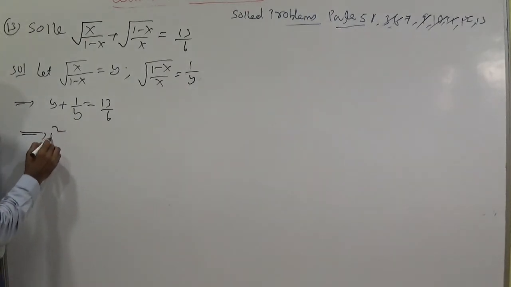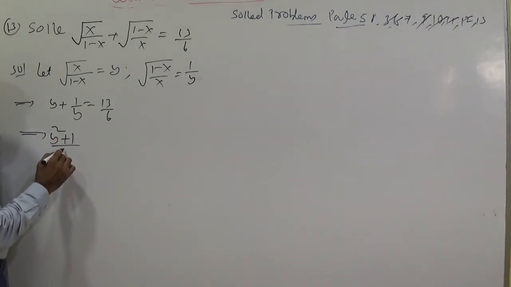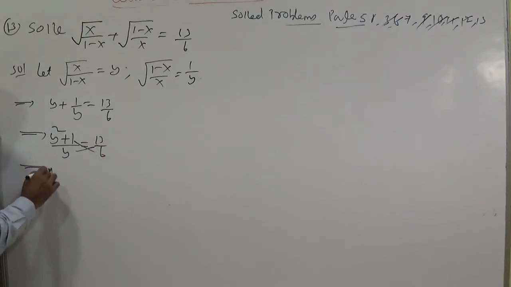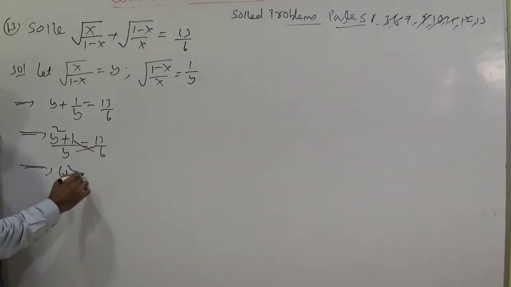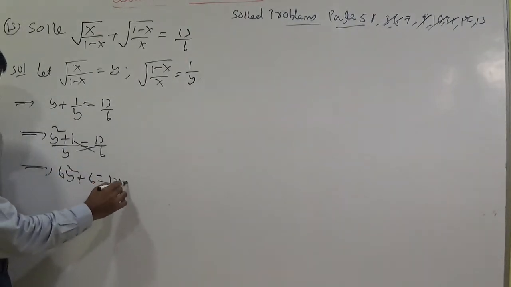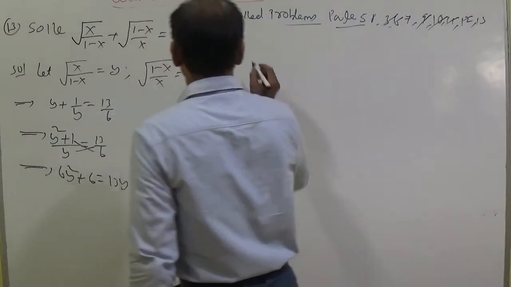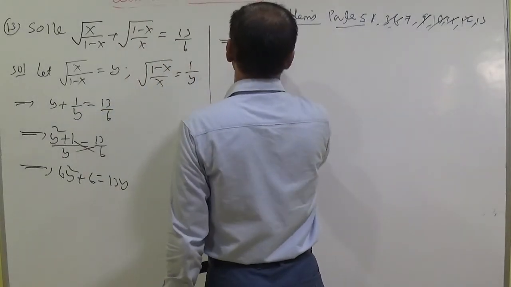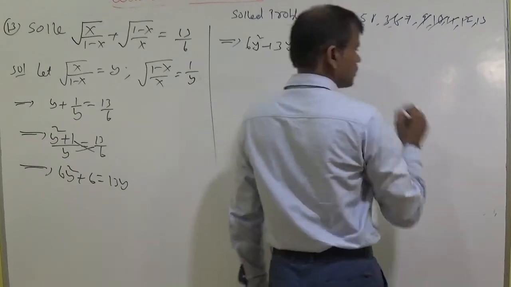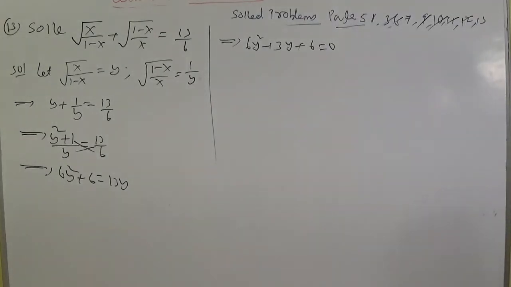That implies we can take this as y square plus 1 by y is equal to 13 by 6. Taking common and cross multiplication, we get 6y square plus 6 is equal to 13y. In the next step, we can write this as 6y square minus 13y plus 6 equal to 0. We got the quadratic equation in terms of y.